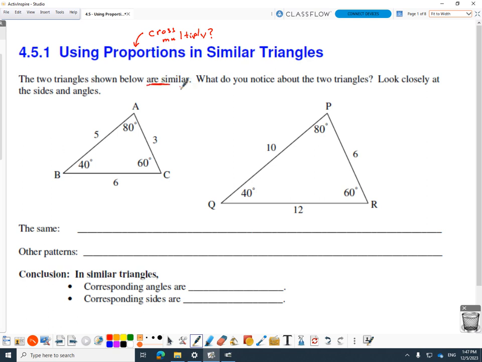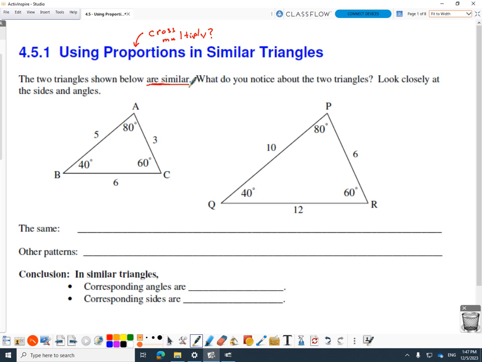Whoops. I figured out why it does that now. When the other pen's too close to the board, it gets confused. Are similar. These triangles are similar. I don't even know what similar is. I know. Let's look at them. Take a look at the two triangles that are similar. What do you notice about the triangles? What is exactly the same about both triangles?